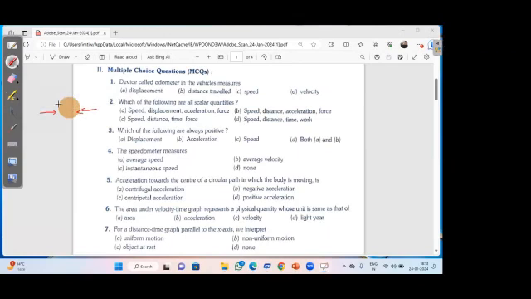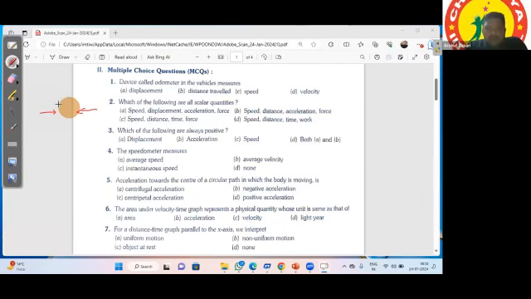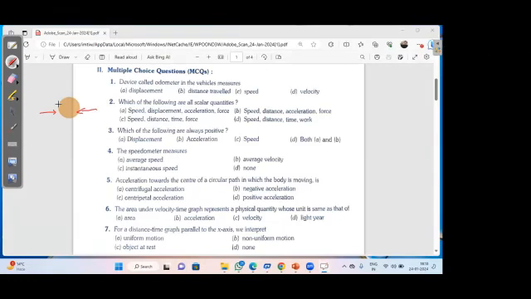Sir, is it D? So option D says speed, distance, time, and work. We know that speed is a scalar quantity, distance is a scalar quantity, time is also a scalar quantity, and work is a scalar quantity, which we have studied in the chapter on work. So work is also a scalar quantity, and hence the option D.